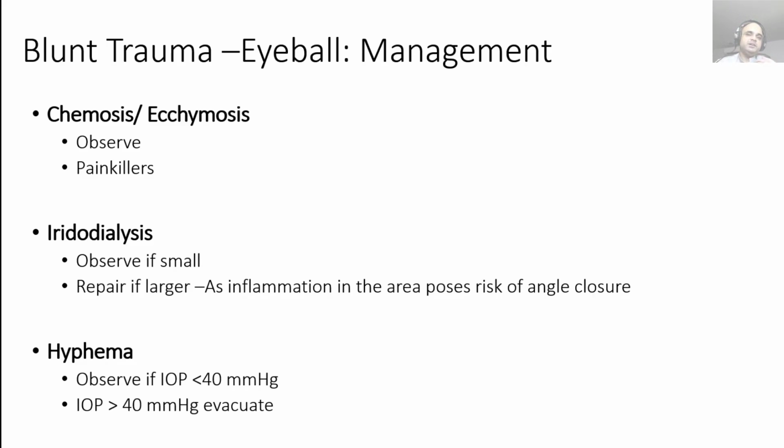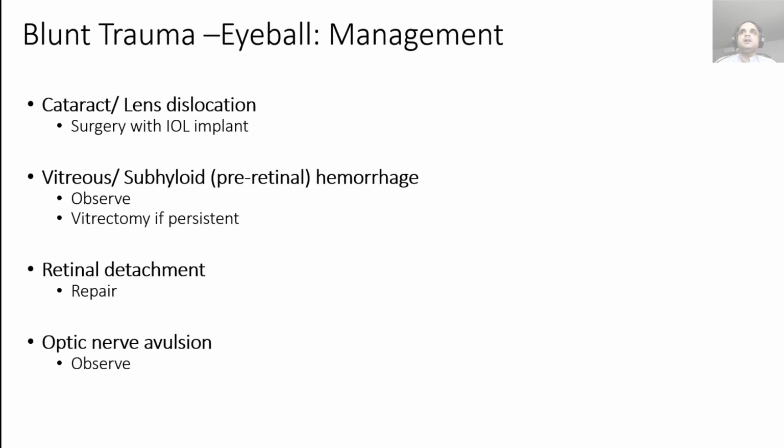If the rise in pressure is less than 40, it is usually okay because the hyphema is not enough and it will just be cleared normally. If the pressure is more than 40, you would need to evacuate the hyphema. Paracentesis can be done. And if you remember discussion of angle closure, you should know what paracentesis is. Cataract or lens dislocation would require surgery.